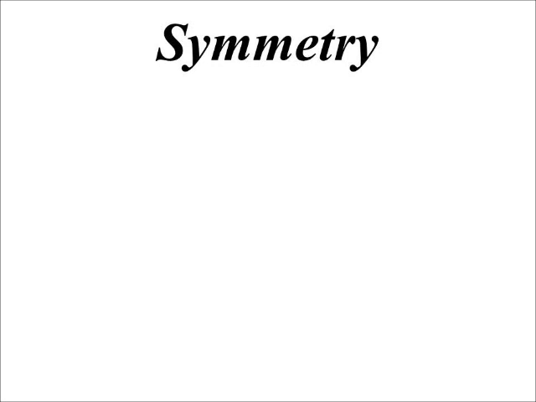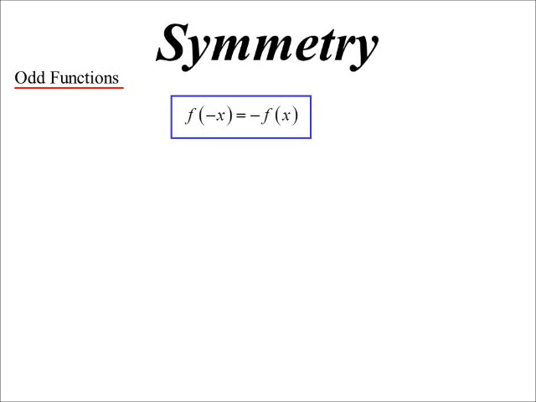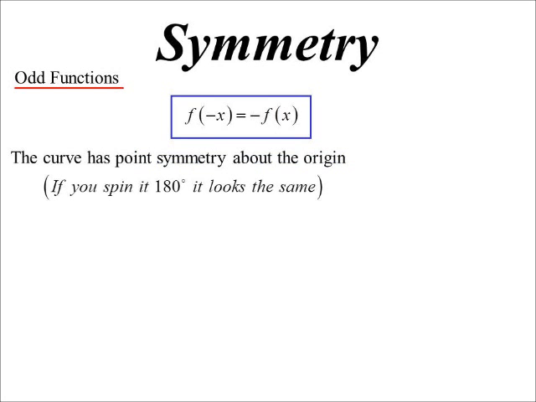The two main types of functions we have are odd functions, and the formal definition of an odd function is f(-x) = -f(x). So if you're asked to prove or show something is an odd function, you can't say, oh, by the picture I can see it's an odd function. You formally have to show that this result is true. But it does have symmetry, and it's that rotational symmetry or point symmetry about the origin. So 180 degrees, you spin it, it's going to look exactly the same.